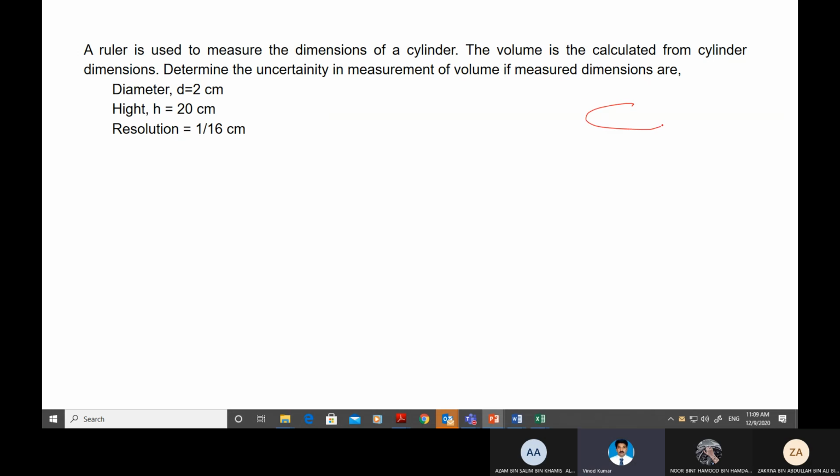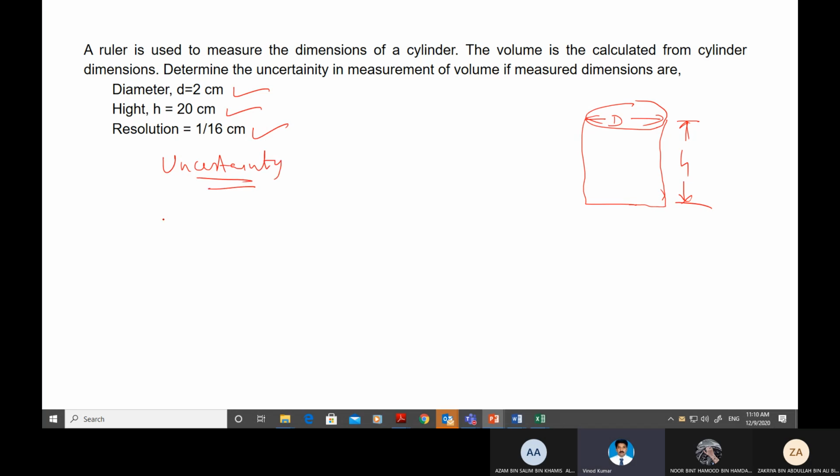So we have a cylinder. And here the diameter of the cylinder is given. Then height. So the diameter is 2 centimeter, height 20 centimeter, resolution 1/16 centimeter. So here we need to find the uncertainty.